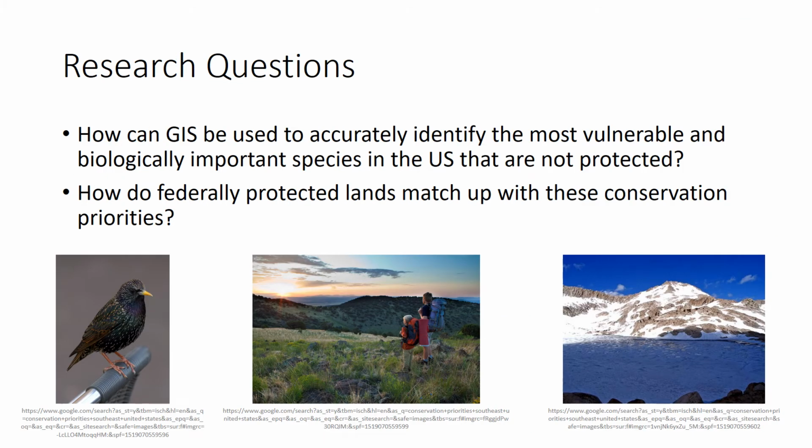So, how can GIS be used to accurately identify the most vulnerable and biologically important species in the U.S. that are not protected? And how do federally protected lands match up with these conservation priorities?